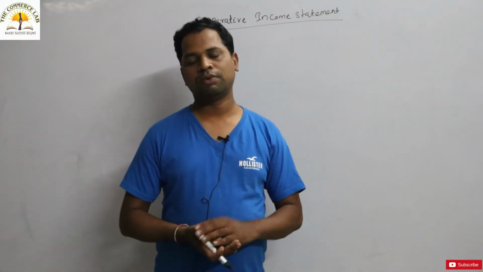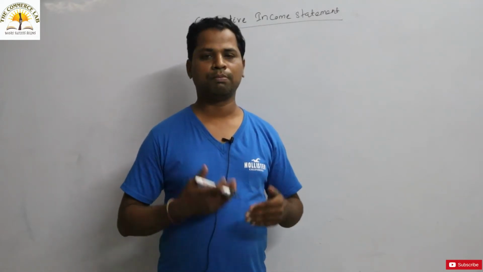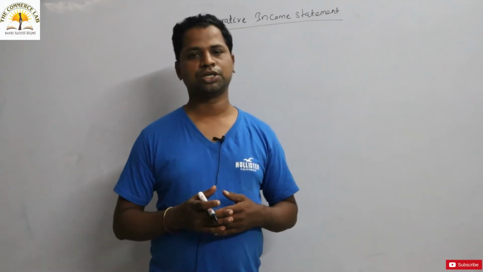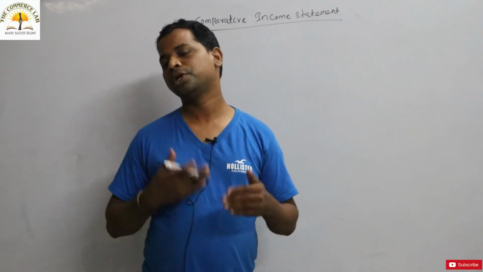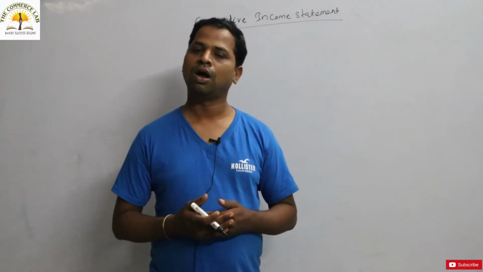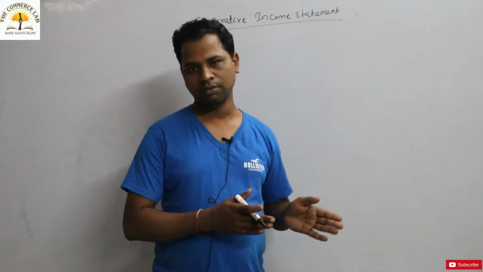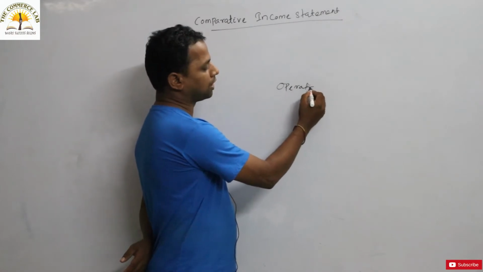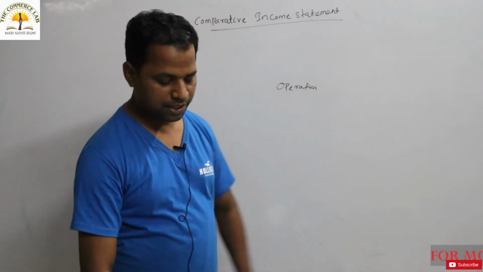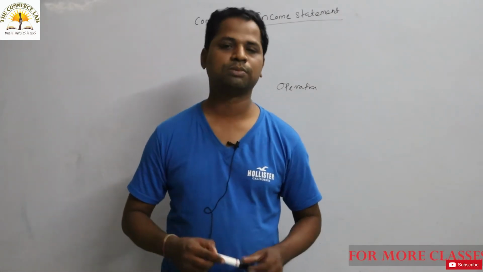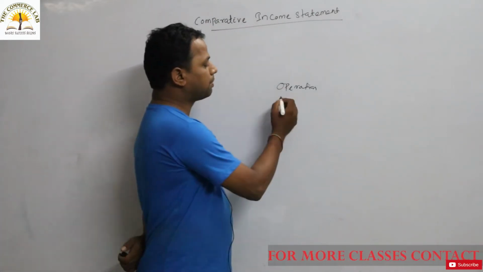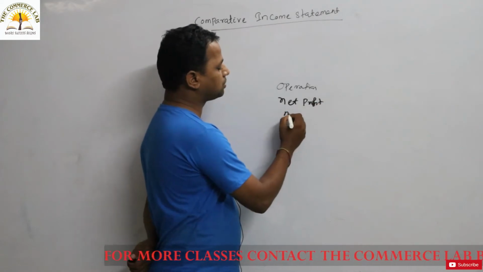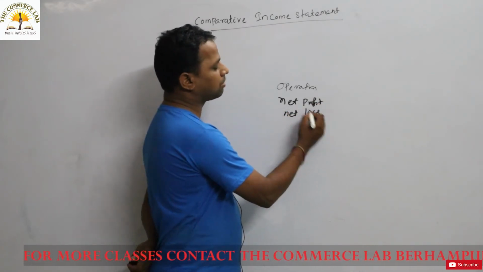So what is comparative income statement? Comparative income statement shows the income and expenditure and operation activity of a particular organization. Okay, it also depicts the net profit as well as net losses of a particular concern.